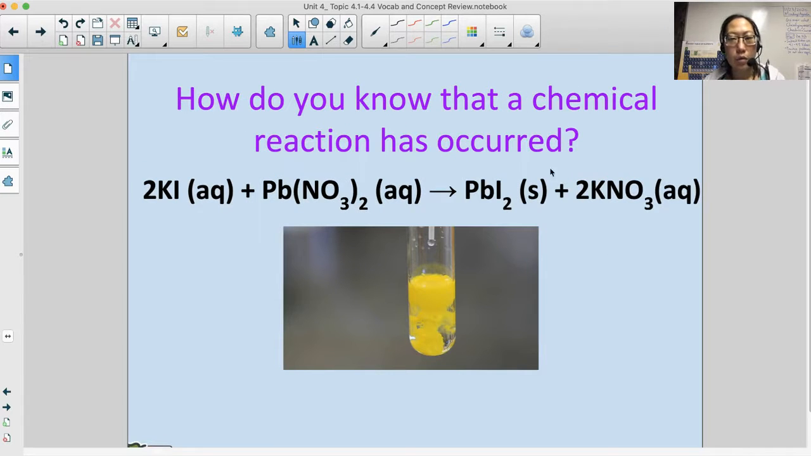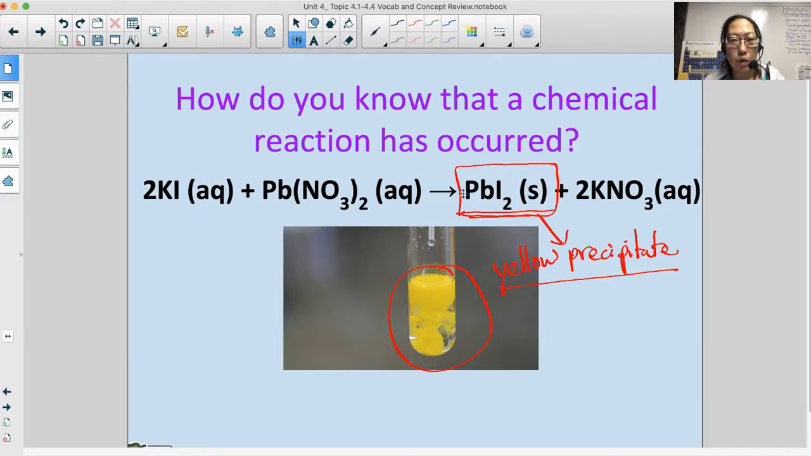How do we know that a chemical reaction has occurred? Well, if you take a look at this solid here that's forming, this is a precipitate. And in the lab, if you perform this reaction, you would see this bright yellow precipitate that forms. So when you see a precipitate forming, when you see this formation of a solid compound, and we'll talk about how we know that this is solid in a moment, right? We know that a chemical reaction has occurred from that sign.